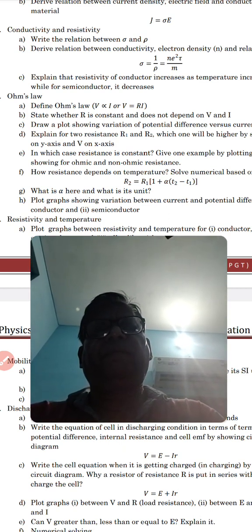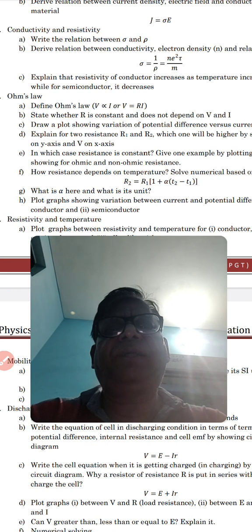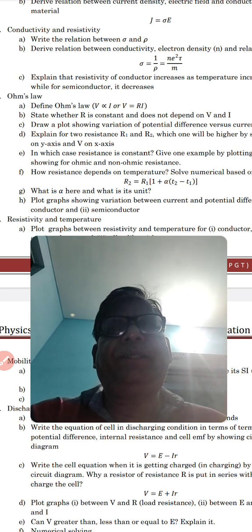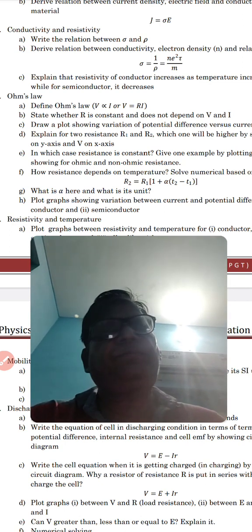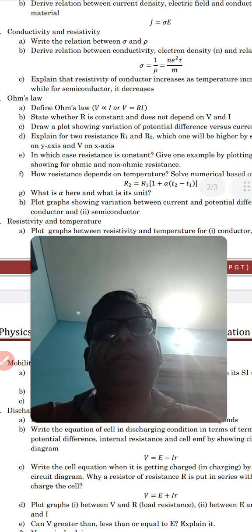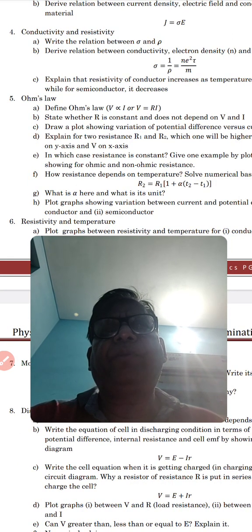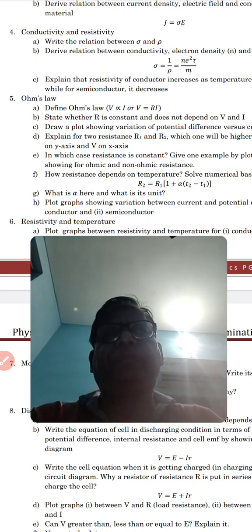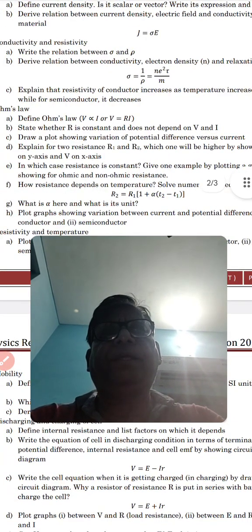For semiconductor, as temperature increases, covalent bond breaks, so more number of free electrons are coming out. In this way electron density increases, and we know rho is inversely proportional to n also. Therefore resistivity decreases or conductivity increases as temperature increases. Next point, serial number 5, Ohm's law. Define Ohm's law. State whether R is constant or does not depend on V and I.